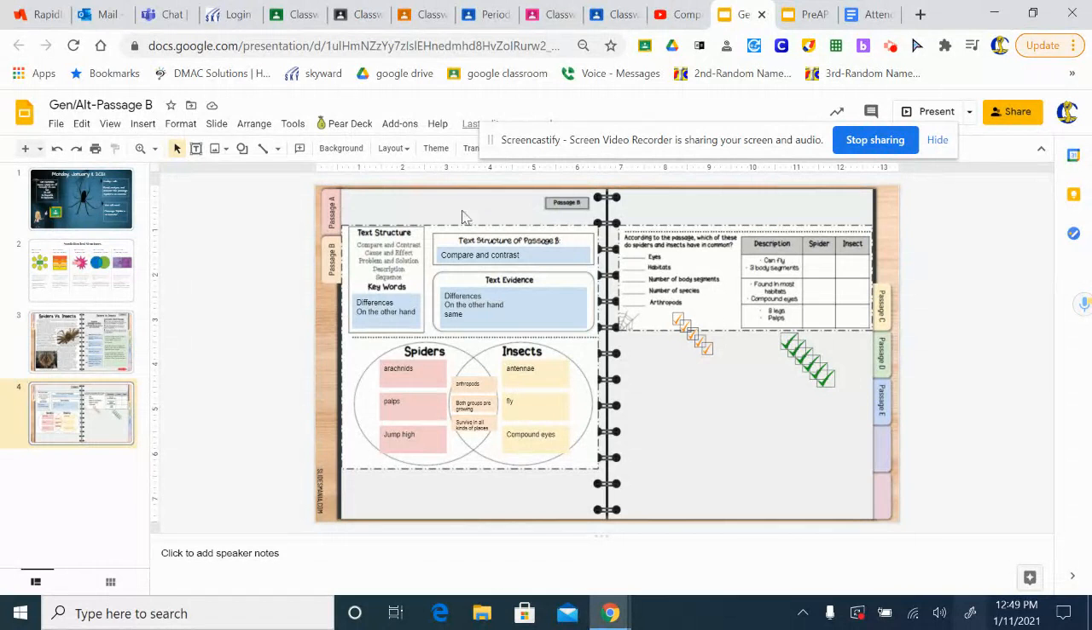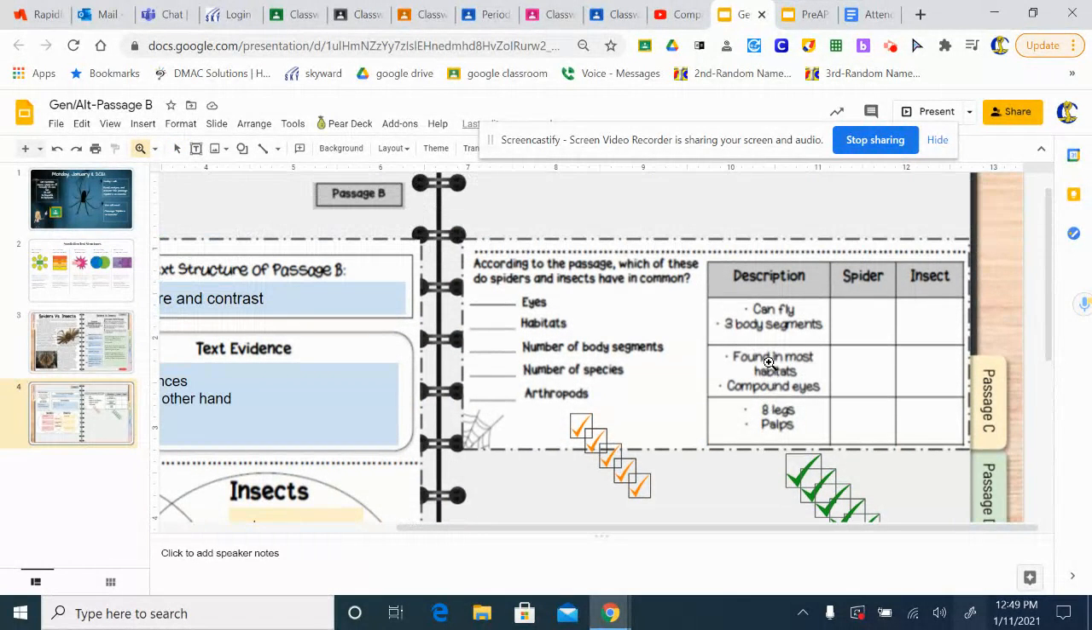Okay, and now on the right-hand side of the screen or the page is two different kinds of places where you're going to use check marks. So right here it says, according to the passage, which of these do spiders and insects have in common? So what do they have the same? There's boxes of check marks that all you have to do is drag them so you see which ones they have in common. How are they similar? Are they similar? So let's look at the list.